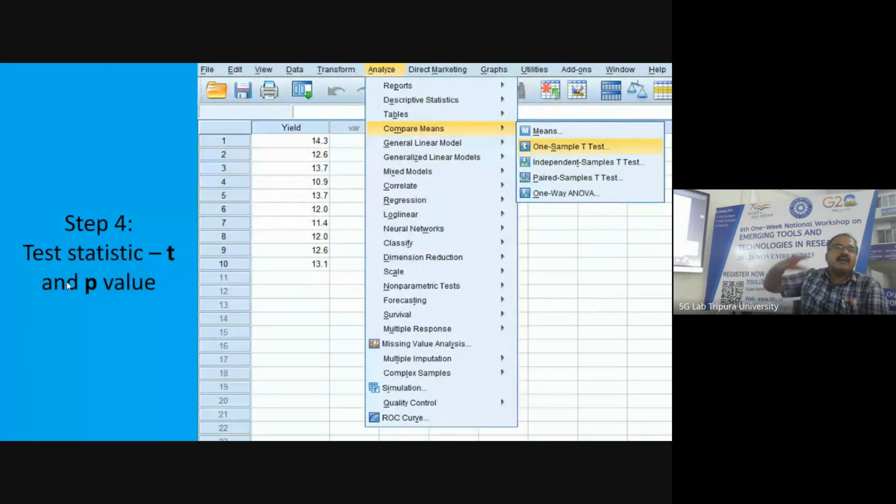Had it been, for example, the IT department and the MBA department, we would have two different populations. Here we have only one population, so we use Compare Means, One-Sample Test. The representation has been given that it will be 12. We want to see whether it is 12 or not. That is our objective. One-sample t-test.